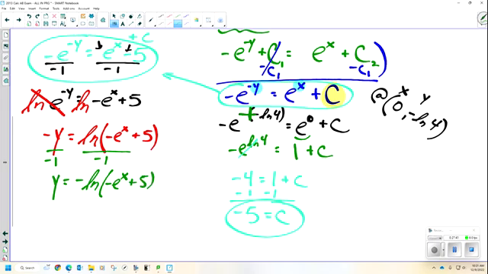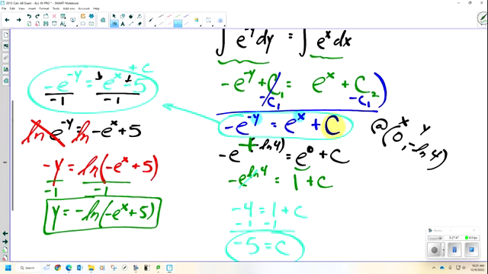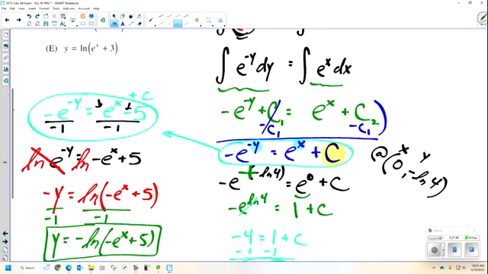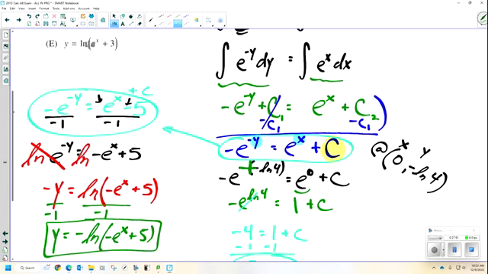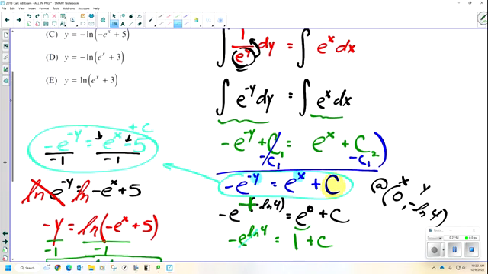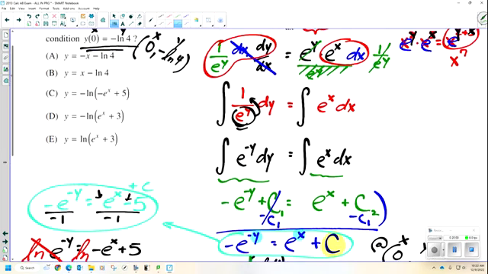That was some work like the last problem. I mean, not easy work, but it's not complicated. You need to know your rules with natural log and e. Integrating e to the x is simple. Well, let's see what we got here. I think I see an answer. Yeah, stupid dad joke. The answer is choice C: negative ln of negative e to the x plus 5.